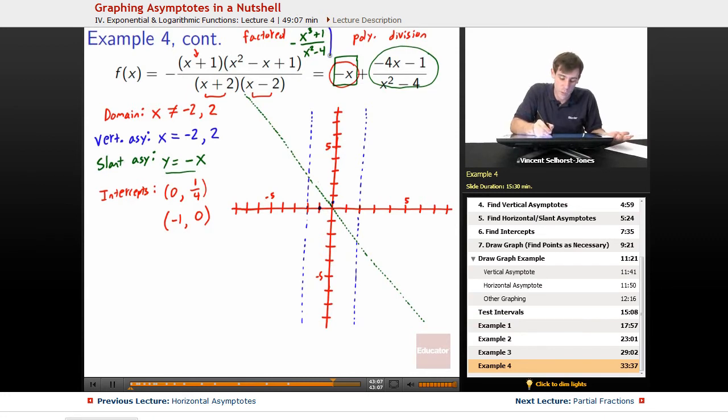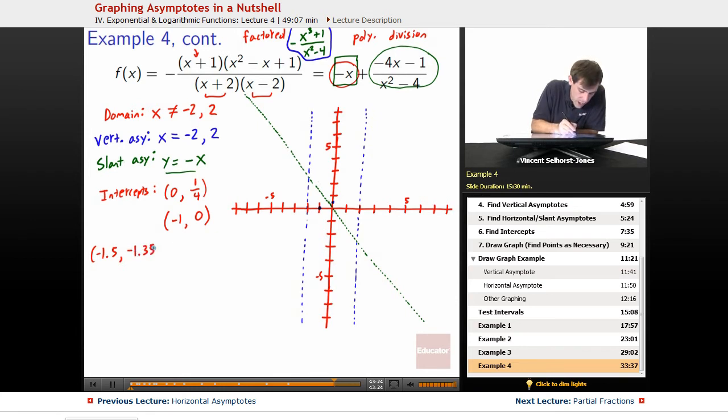We've got negative x cubed plus 1 over x squared minus 4. We can just plug in points and figure them out. So let's look at what happens as we get close to this vertical asymptote of negative 2. So we plug in negative 1.5, and we find out that we are at negative 1.35. So we can plot that point, negative 1.5, we're at negative 1.35.